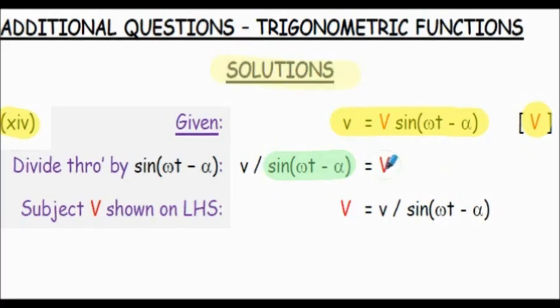That's actually produced the solution we require for v. And all I do on the last line is simply turn the equation round, have v on the left hand side. We always have our subject on the left hand side. So capital V is equal to lowercase v divided by sine omega t minus alpha.